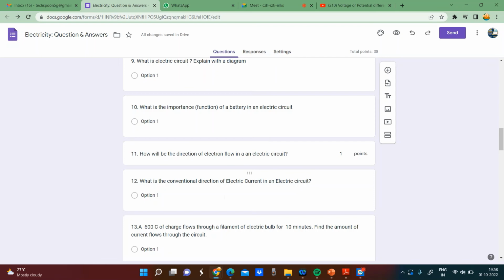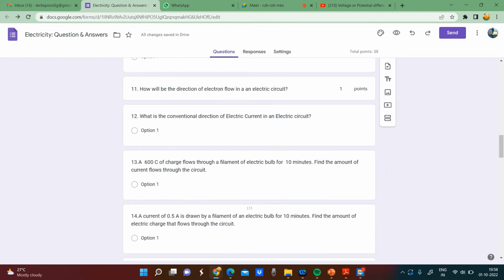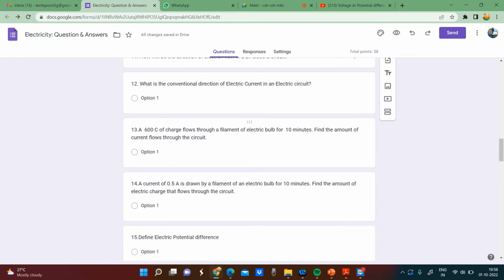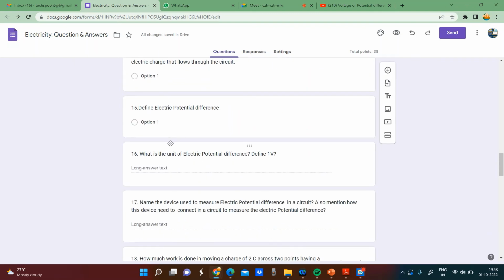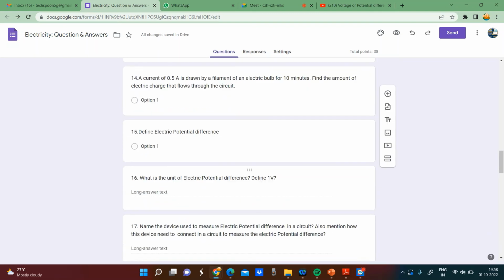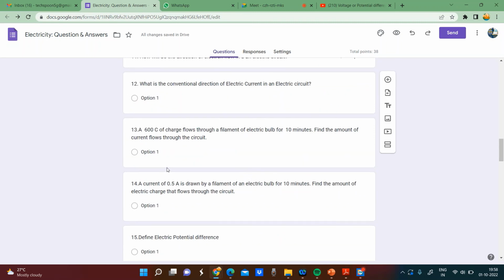12th question. What is the conventional direction of electric current in a circuit? Positive to negative. Sir, positive terminal to negative terminal. Okay. So up to this, I think you already have written the question. Write on next question.